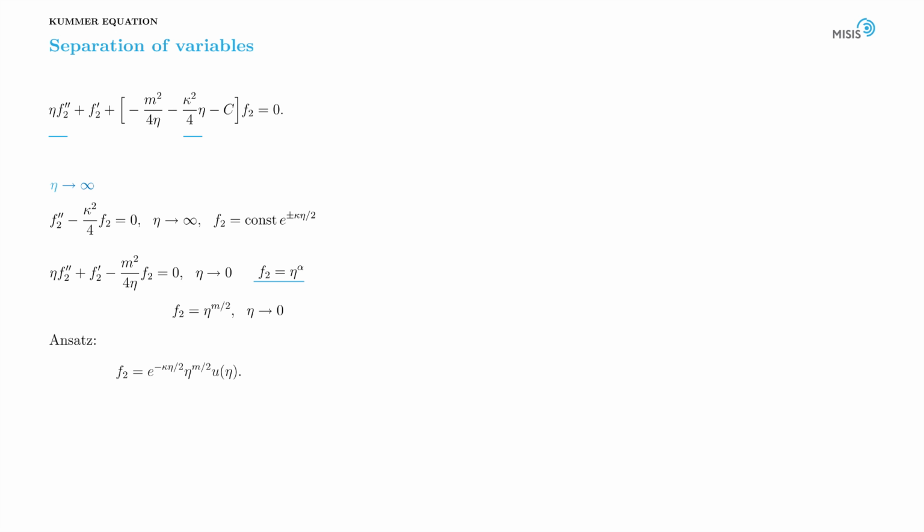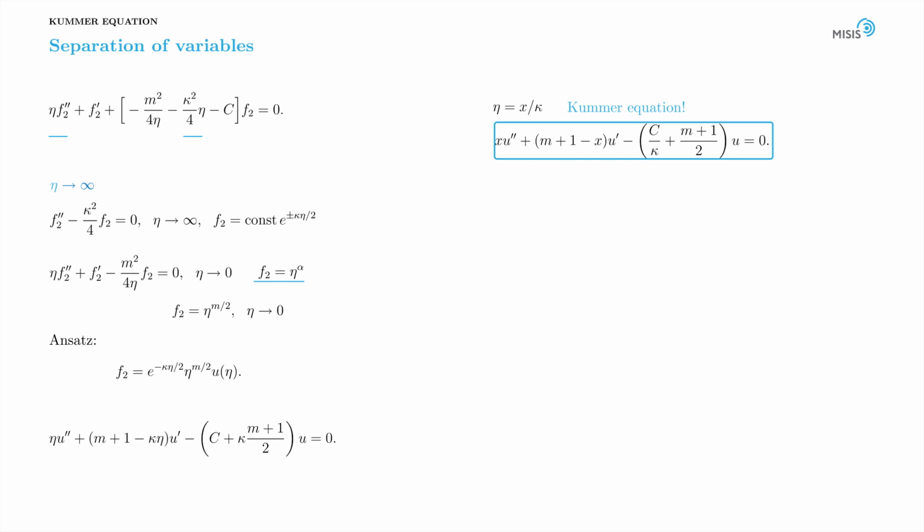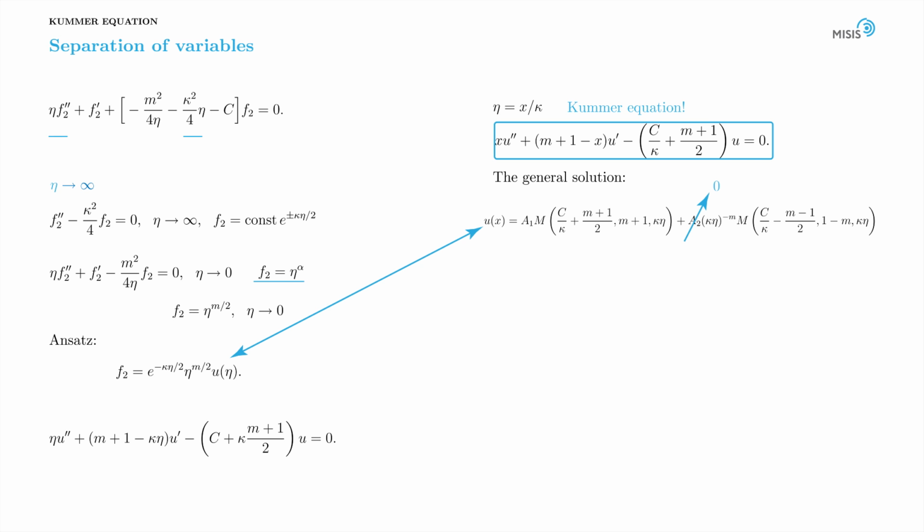Therefore, we form the following ansatz and arrive at the following differential equation. With a simple substitution, eta is equal to x over kappa, we reduce it to Kummer form. And the general solution is the combination of two confluent hypergeometric functions. The solution should be finite at eta tending to 0, that means a2 should be put equal to 0. The remaining Kummer function has an exponential asymptotic at x tending to infinity.